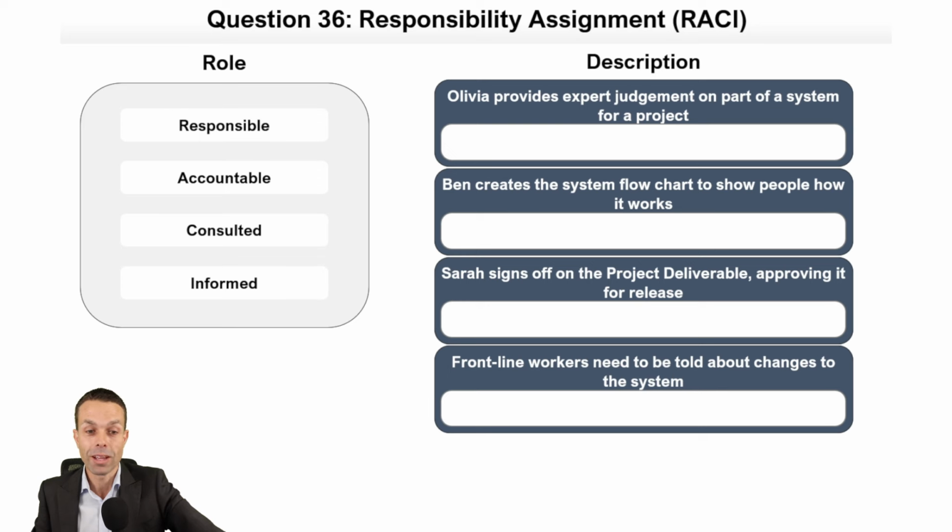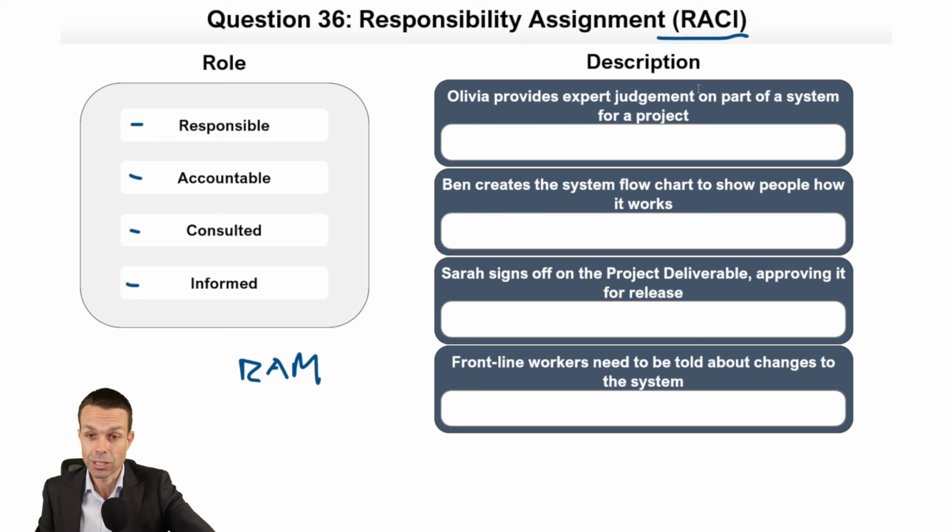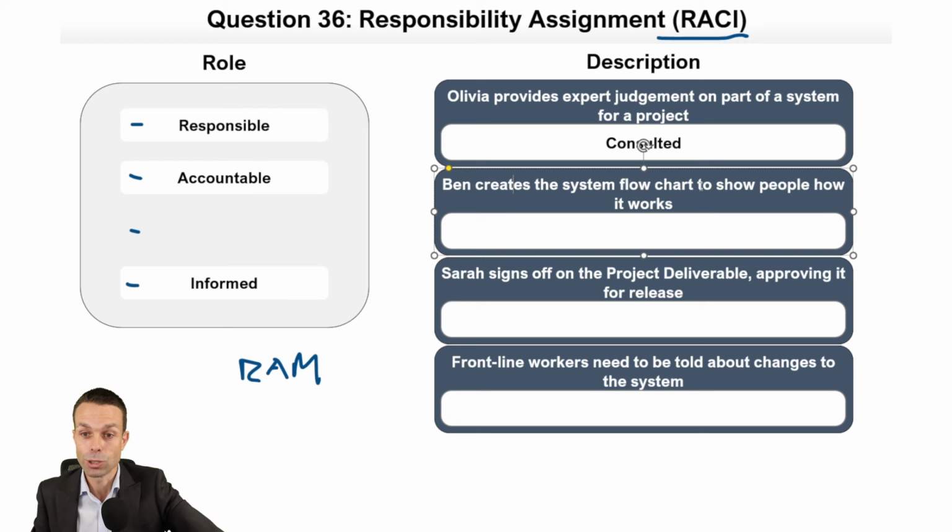Responsibility assignment. So responsibility assignment matrix is our RAM that you'll see, but a RACI is our who is responsible, who's accountable, who's consulted, and who's informed. So Olivia provides expert judgment on part of a system for a project. That means we are going to consult them on that information. They're providing their expertise. Ben creates, this is a key word here, the system flowchart to show people how it works. He is responsible for creating that item.